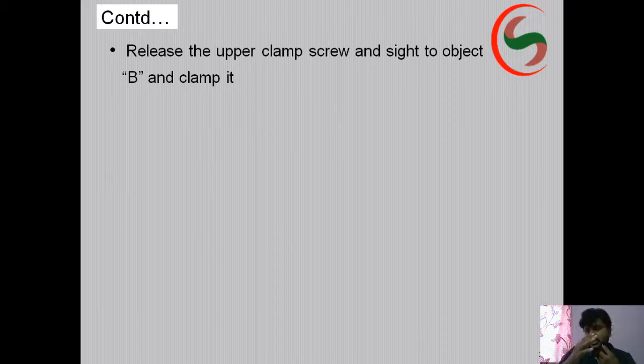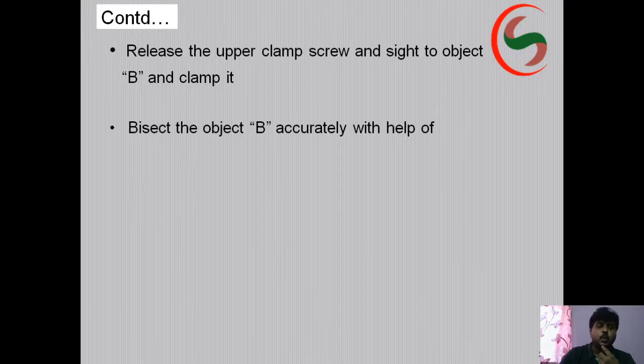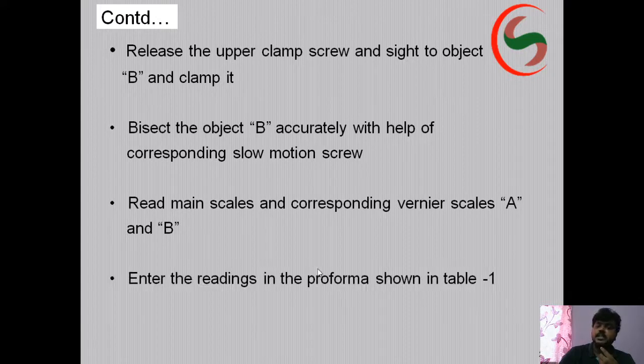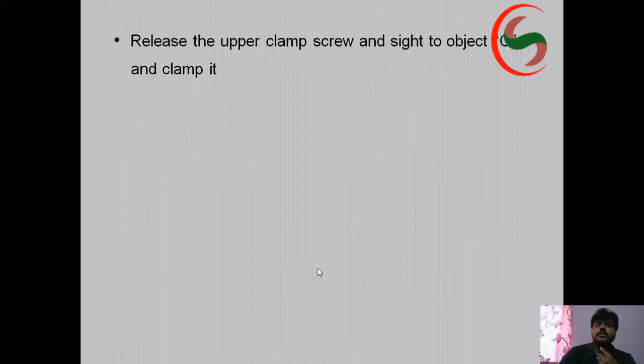You have to exactly bisect the point and note the reading. Bisect the object B accurately with the help of the corresponding slow motion screw. Read the main scale and the corresponding vernier scales A and B. Enter the readings in the proforma in the table.